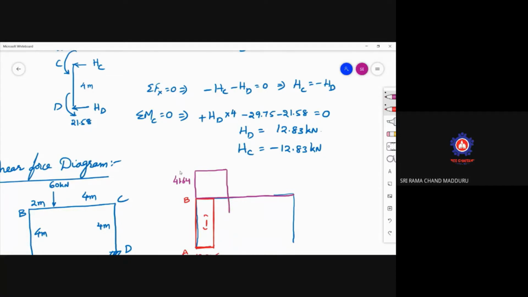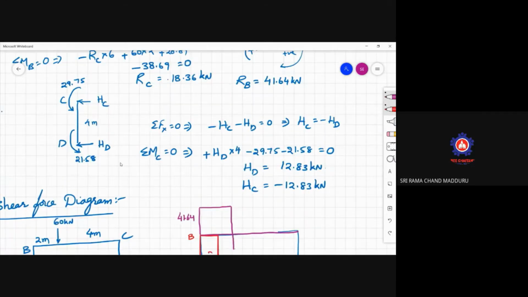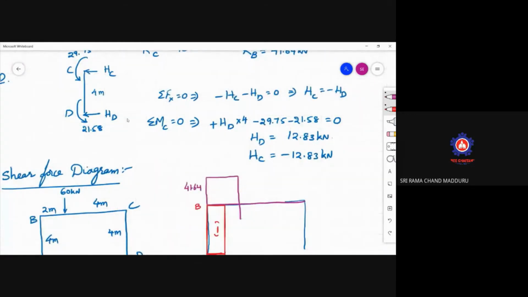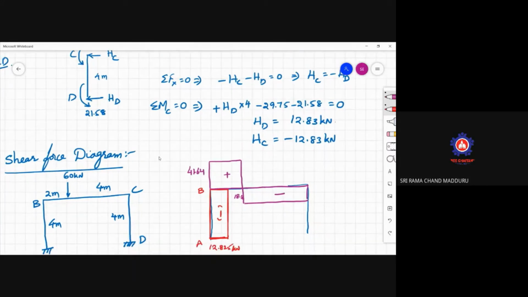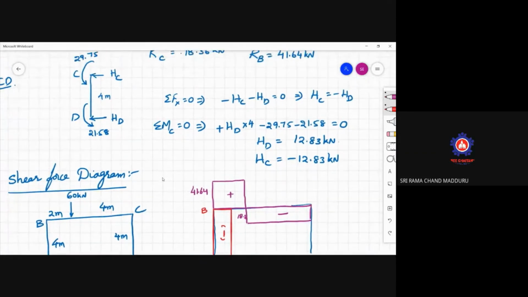And the value of RC is 18.36. So 41.64 minus 60, which is 18.36. And this is the diagram for the beam.